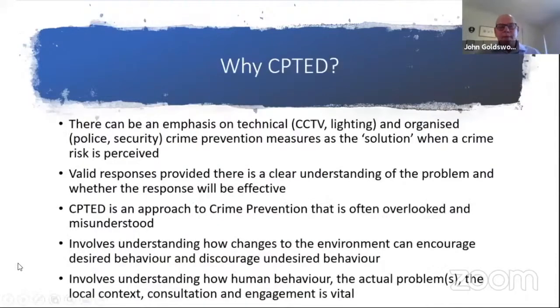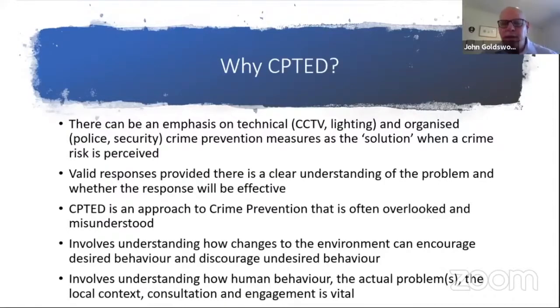So then why CPTED? My experience has been that there can be an emphasis on technical solutions, that is CCTV or lighting, or an organised approach to crime prevention measures such as police and security, as the solution when a community safety or crime risk is perceived.